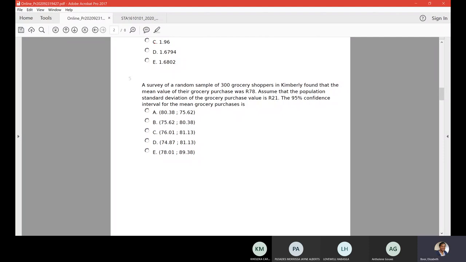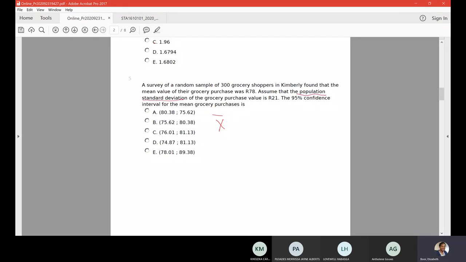A survey of a random sample of grocery shoppers in Kimberley found that the mean of the grocery purchase was 78. Assume that the population standard deviation of the grocery purchase value is 21. The 95% confidence interval for the mean grocery is, they want you to calculate or find the confidence interval. So remember this, I'm going to give you the formula based on the information that we read.